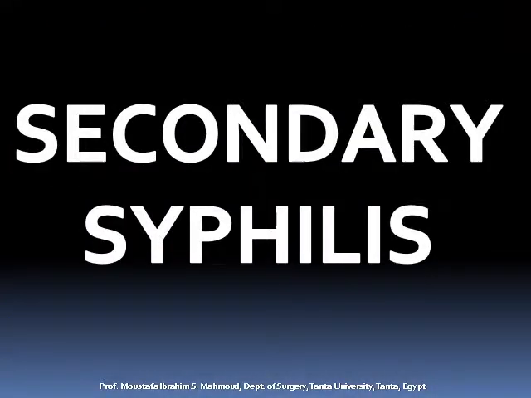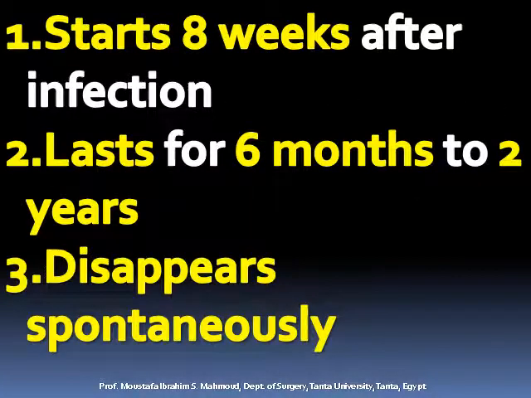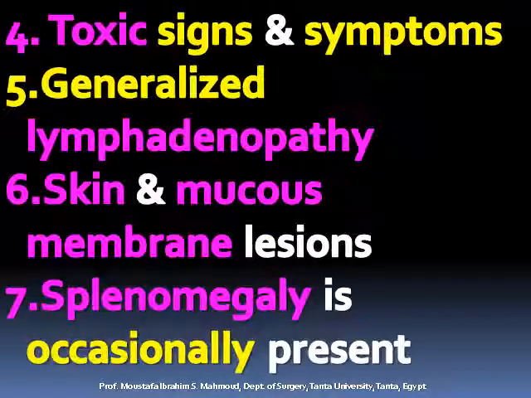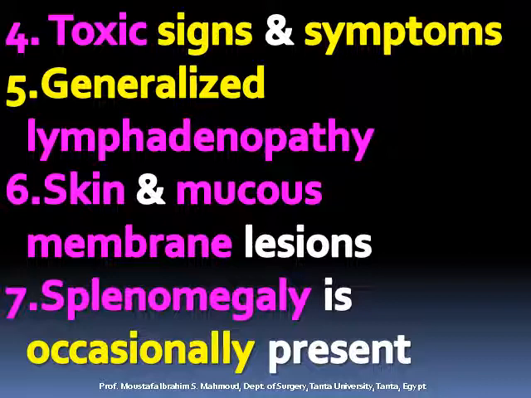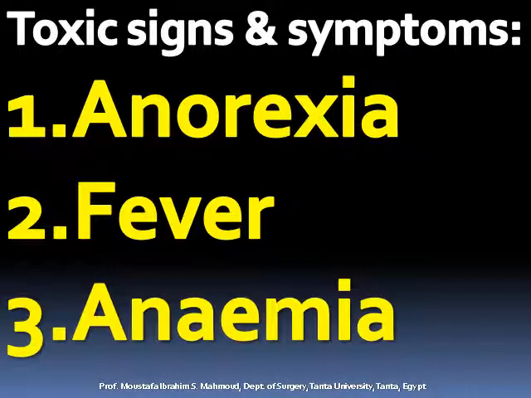Secondary syphilis starts 8 weeks after infection, lasts for 6 months to 2 years, disappears spontaneously. Toxic signs and symptoms, generalized lymphadenopathy, skin and mucous membrane lesions, splenomegaly is occasionally present. Toxic signs and symptoms in the form of anorexia, fever, and anemia.